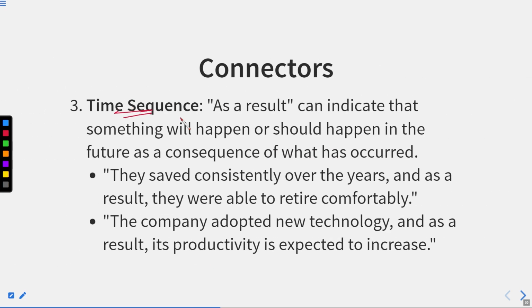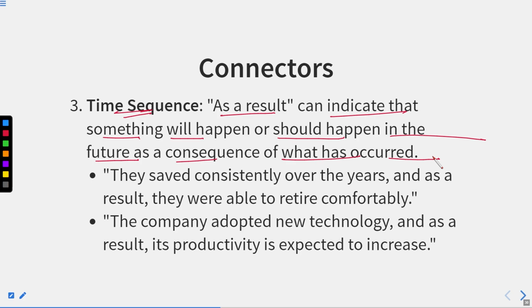The third one, for the time sequence, as a result can indicate that something will happen or should happen in the future as a consequence of what has occurred. Okay, so this shows the time sequence, that something is going to happen in the future on the basis of something which is going on or which has occurred.